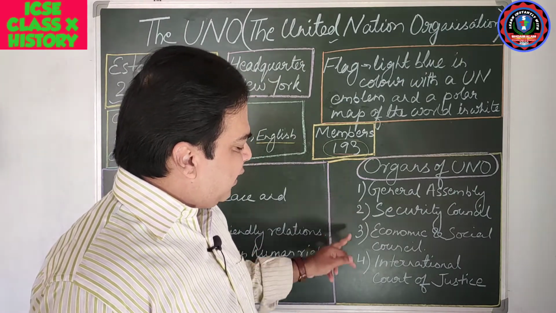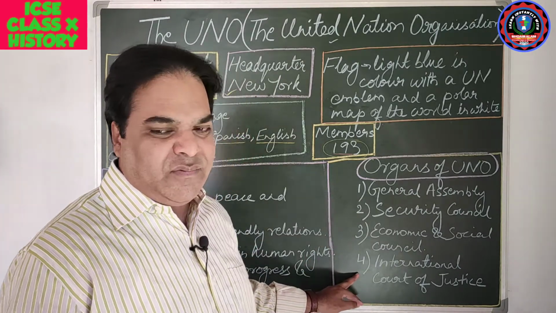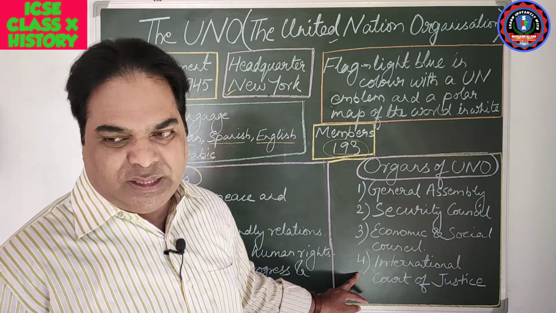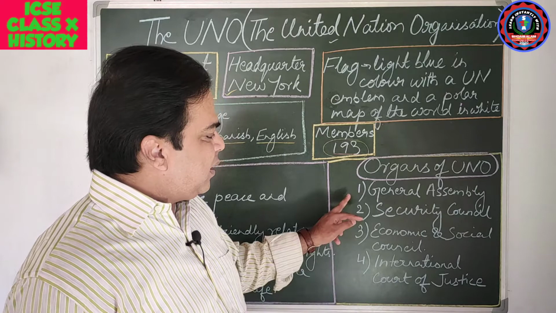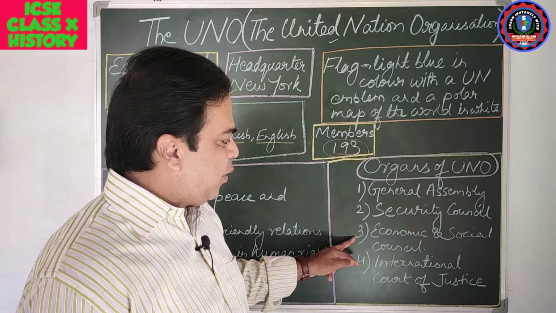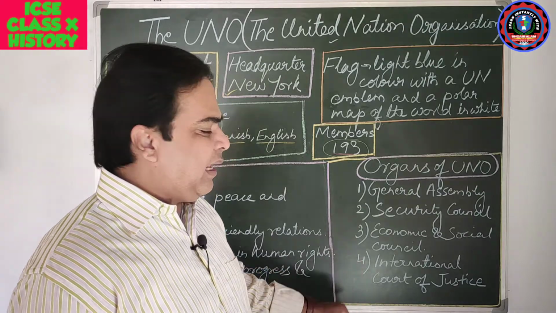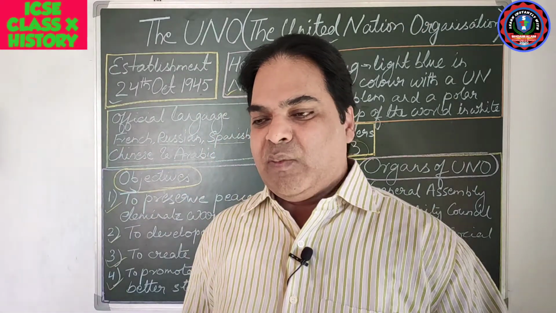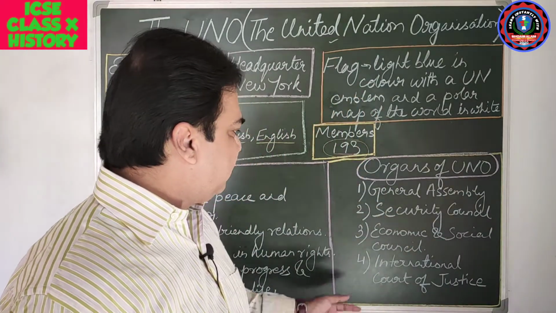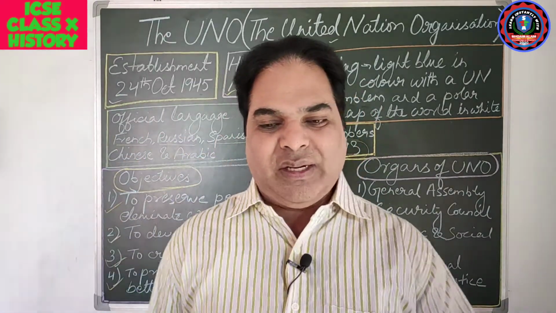Now, organs of the United Nations. You can see here altogether five organs are there. One organ I have not written because it is not functioning at present. First one is the General Assembly. Number 2, we have the Security Council. Number 3, the Economic and Social Council, and the International Court of Justice. And one more is there, the Secretariat. We'll discuss them one by one.